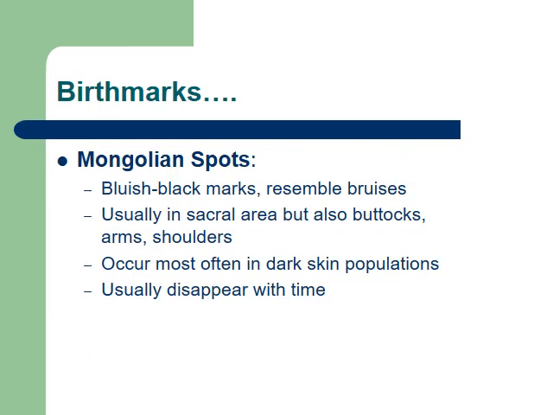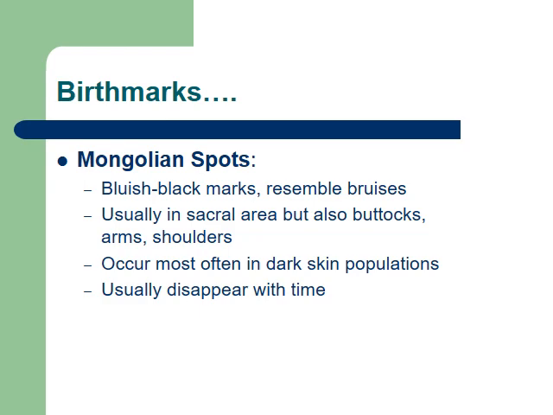Birthmarks, the Mongolian spots. Those are bluish black marks. They resemble bruises. They're usually in the sacral area, but also can be in the buttocks, arms, and shoulders. They occur most often in the dark skin populations. We'll see them in the African American population, Hispanic, and Asian. They usually disappear with time.